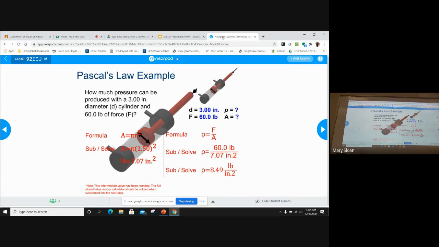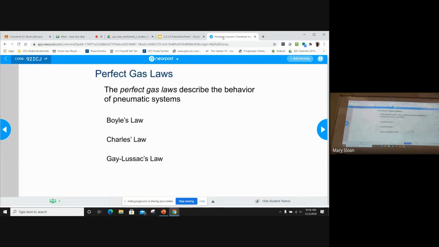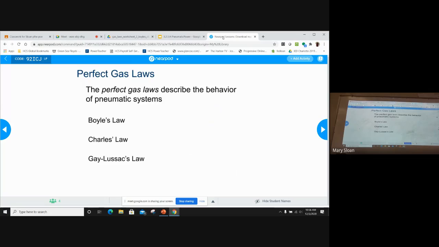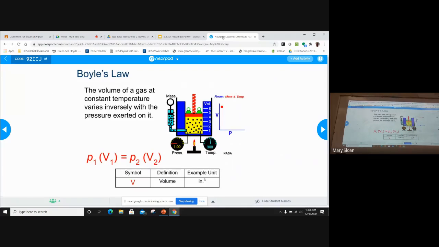And if I go too fast, remember the PowerPoint slide is here for you. So the perfect gas law, that's what we're going to be doing today. We're going to do the first perfect gas law, which is Boyle's law, okay? So when we're talking about Boyle's law, write this down, P1 times V1 equals P2 times V2.